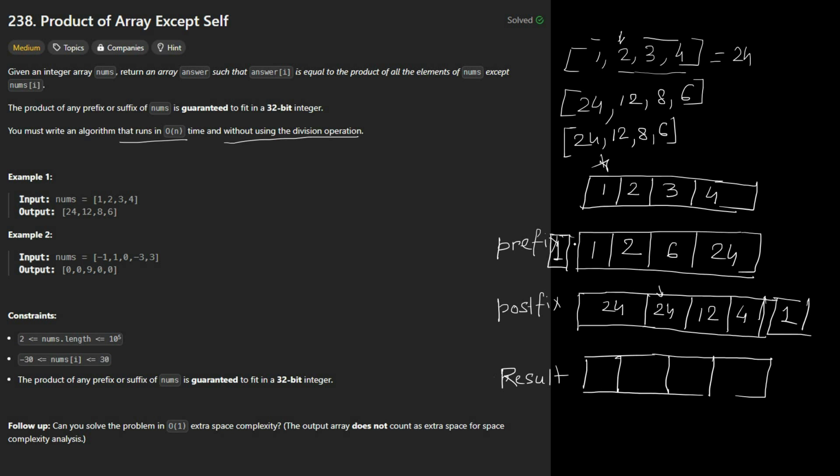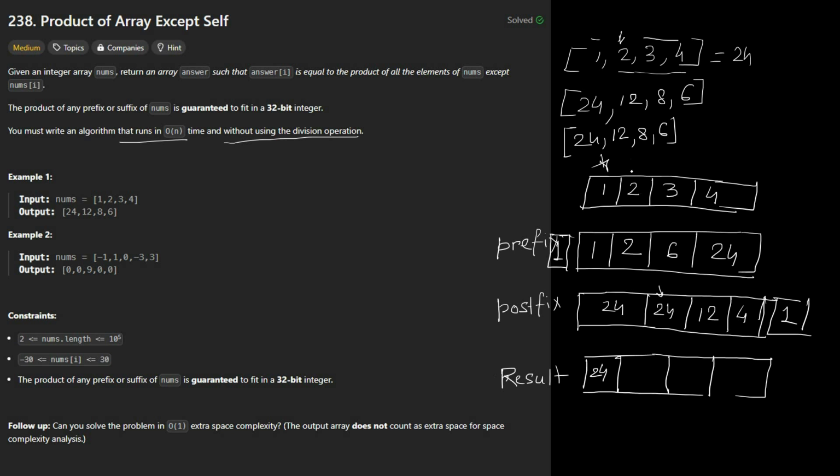So if you have to take this value of 1, which is going to be the multiple of the previous prefix index, meaning now it's the 0th index, right? So prefix of 0 minus 1 multiplied by postfix of 0 plus 1. So this and this is going to get multiplied, so we are going to get a 24 value.